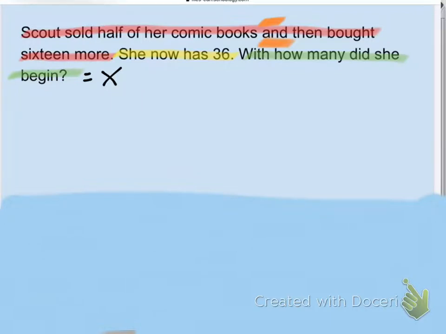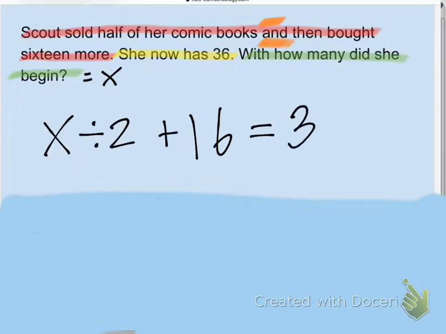It is our unknown. Scout sold half her comic book collection. So, she had her comic book collection. She sold half. Then she bought 16 more, and she now has 36. See how I just went from left to right following that equation once I identified it? I literally just read it and plugged in the numbers without the words. Here's how much she has. Sold half, added 16, total is 36. Then I just follow SADMEP.